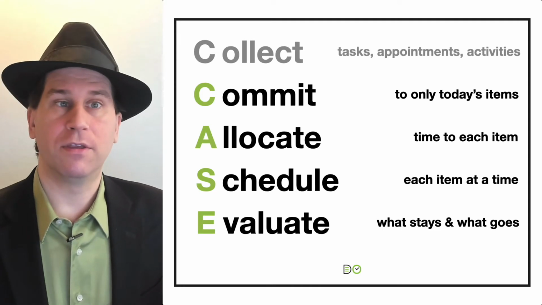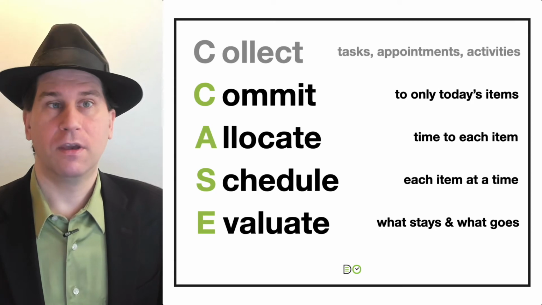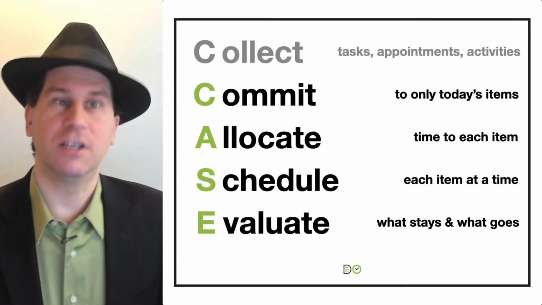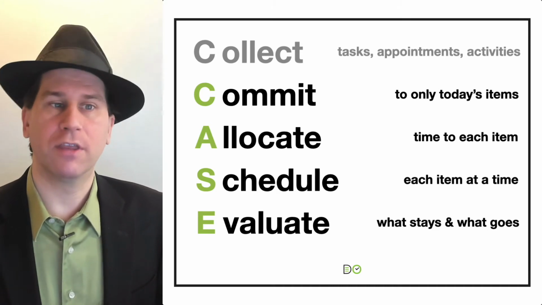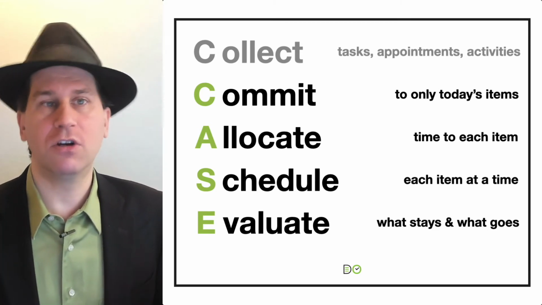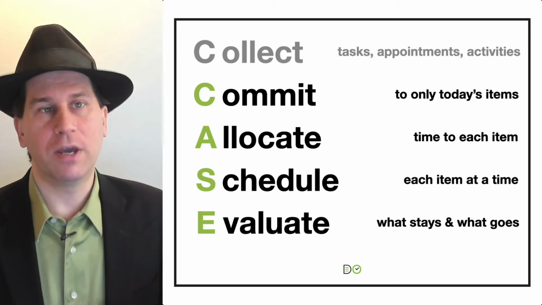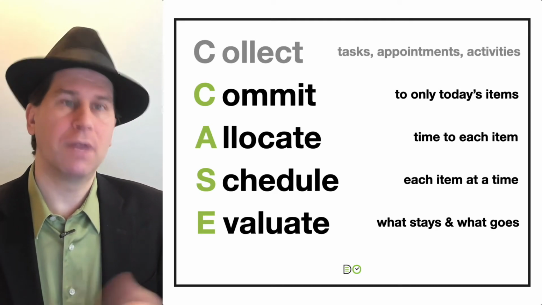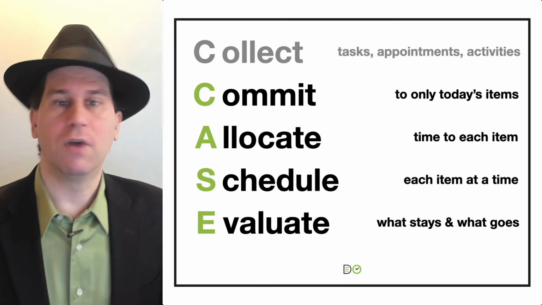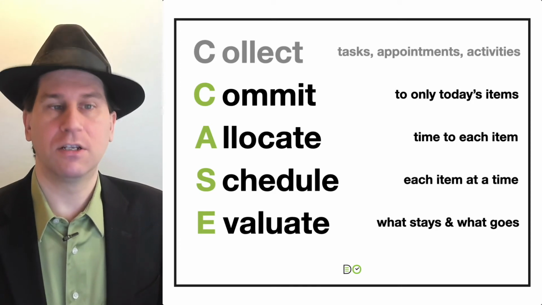Okay, so let's go through the method. The method is commit, allocate, schedule, and evaluate. And you'll notice I put on the top an extra C, collect. That's because this isn't quite part of the method, but it's an important thing. At the beginning, you want to collect all your tasks, appointments, and other activities together into a single list before we go through this process. Now, many of you already have that. You already have a master task manager, or you have your calendar. You've got these things together. So for those people, the collect step is not necessary.